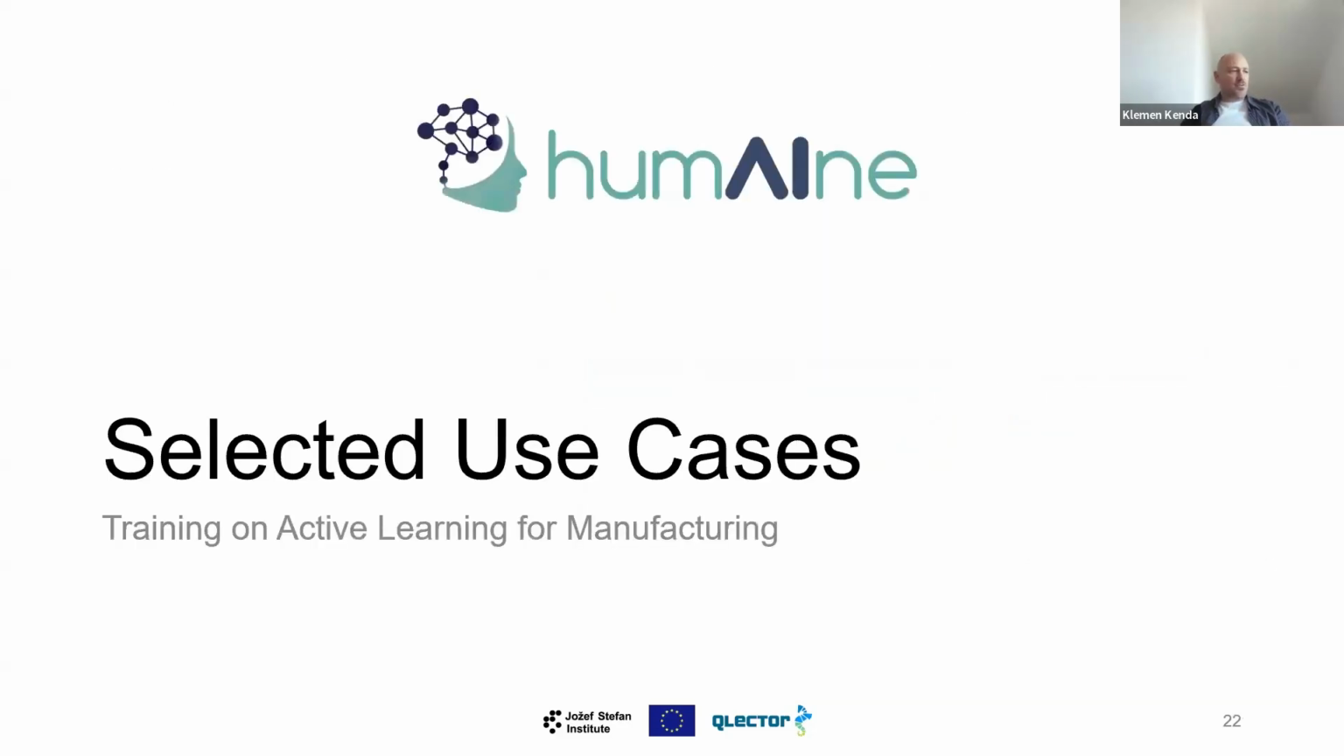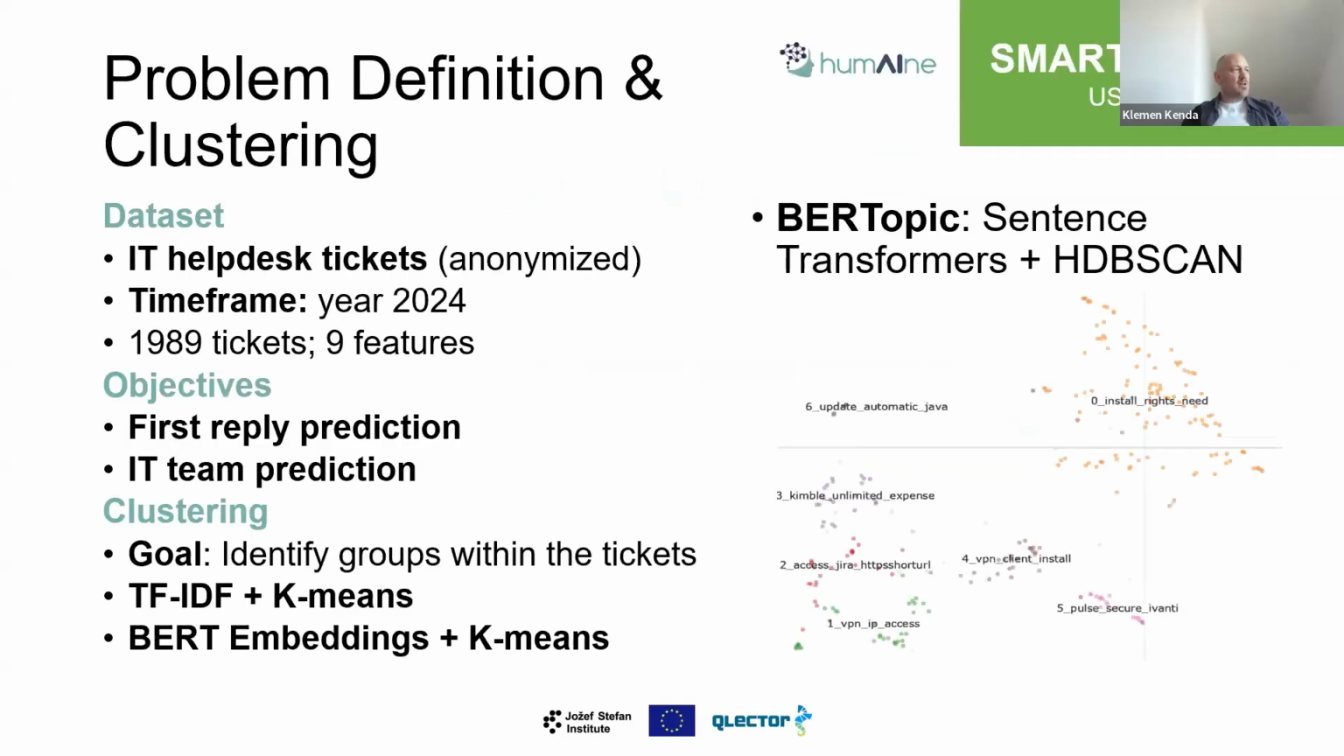Okay, just to conclude this fast, I will show you some selected use cases from the HumAIne project. The first one is the one that you will see later in a demo. It's the smart finance use case, or smart ticketing use case. Here we have help desk tickets, and we try to build a model that will dispatch them to the team that needs to handle them.